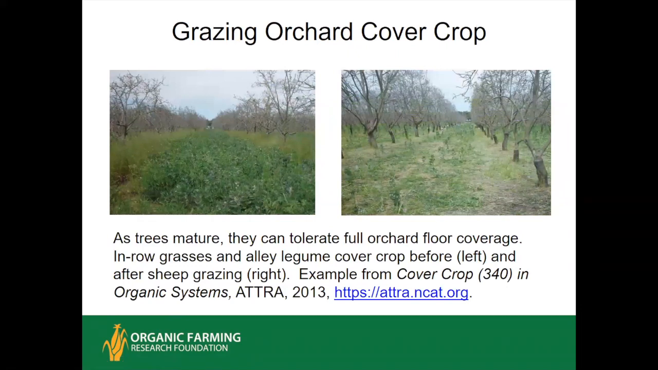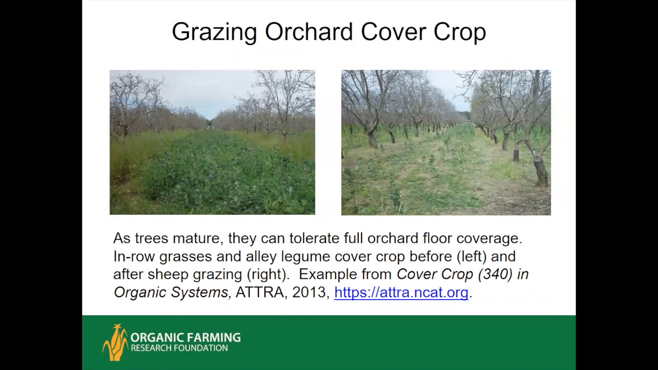So this is an example out of a bulletin that ATRA put out on cover cropping for organic systems in the Western region. Here you've got mature trees. They can stand a little competition. And in this case, they let everything grow up. It was a legume grass mixture in the alleys. And then there were just some grasses growing right up next to the trees. Then they just grazed the whole thing with sheep. So it's grazed down, but you have not disturbed the soil and you left the root mass in place and yet kept the competition down a little bit.